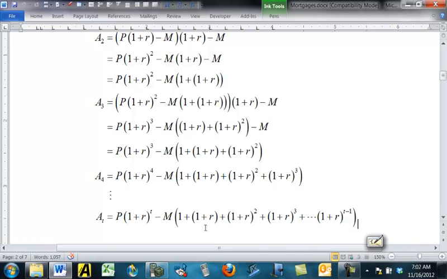So if you write 1 plus R as the base, you've got 1 plus the base, plus the base squared, plus base cubed, and so forth. This is exactly this part right here in this last parentheses, 1 plus (1 plus R) plus (1 plus R) squared, and so forth, up to (1 plus R) to the t minus 1. That's a sum of a geometric series.